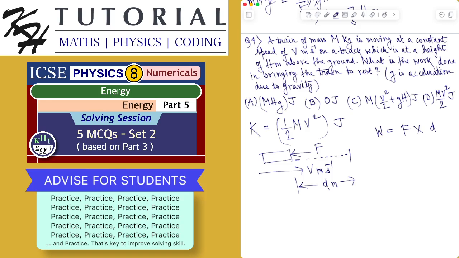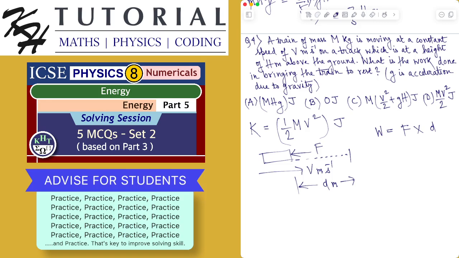So a negative work has been done on the train to put the train to rest, and the magnitude of that work done is definitely equal to the kinetic energy of the train, because the train lost an energy of half mv square.